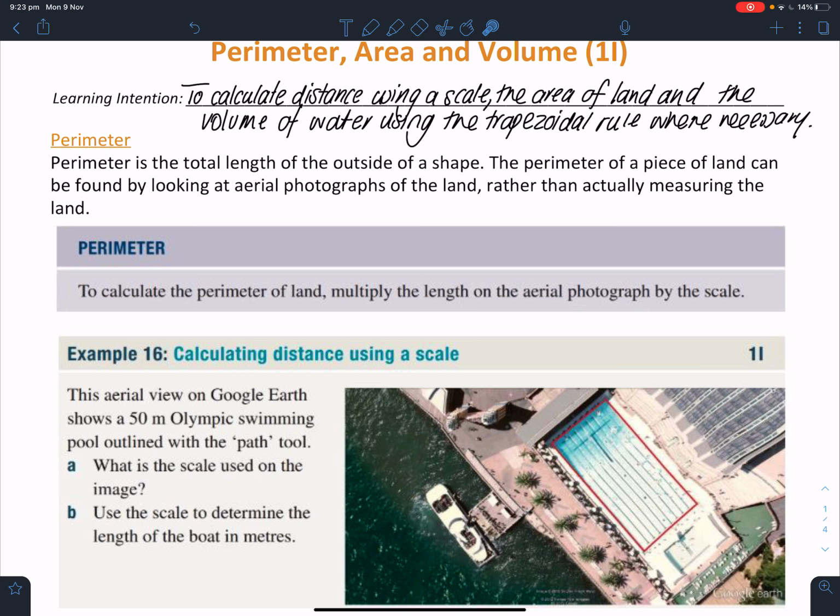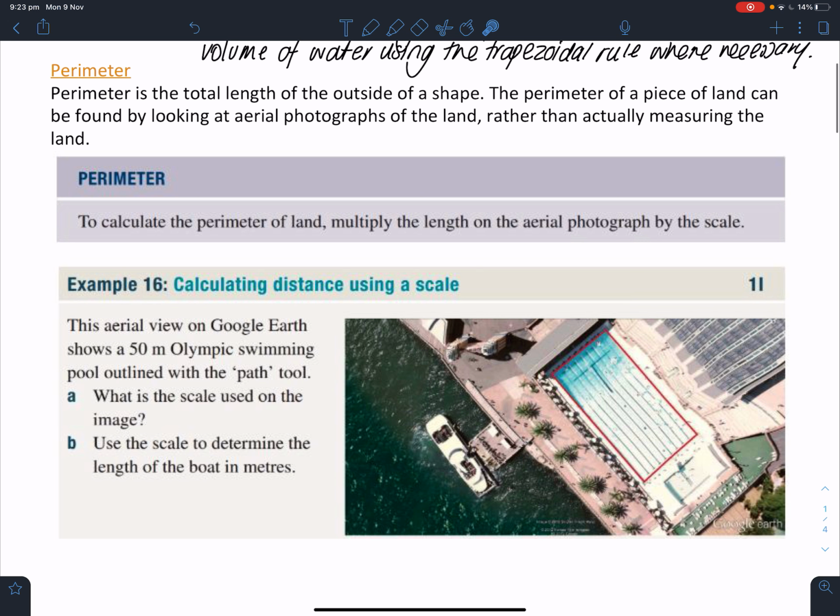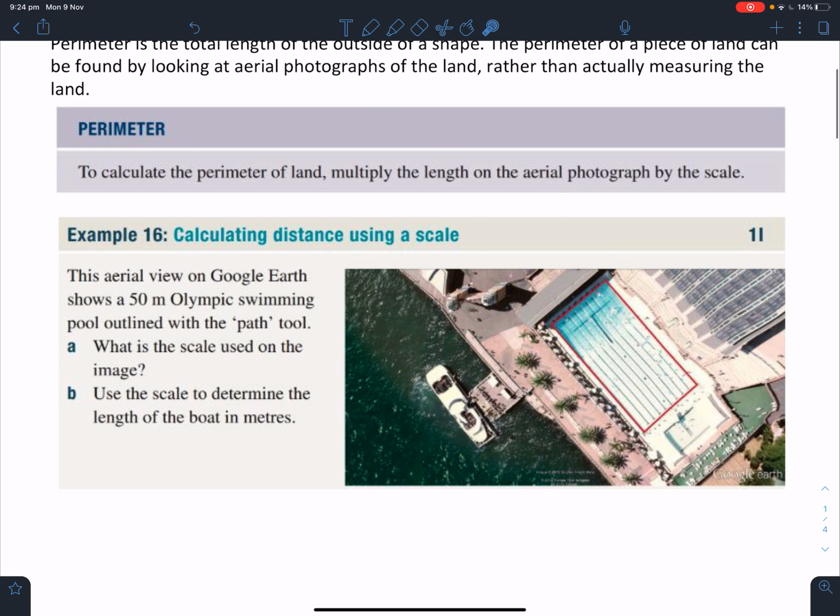Now, how you would do that is you would take an aerial photograph and find an object from the aerial photo that you knew the measurement of, measure that, and use that to calculate the scale of your picture to the actual measurement. So in this case of the swimming pool, you might know, for example, the length of that boat, and use that to determine the scale. Otherwise, it is a swimming pool, so you might just do your research and know it's a 50-meter swimming pool, and use that for calculating the scale.